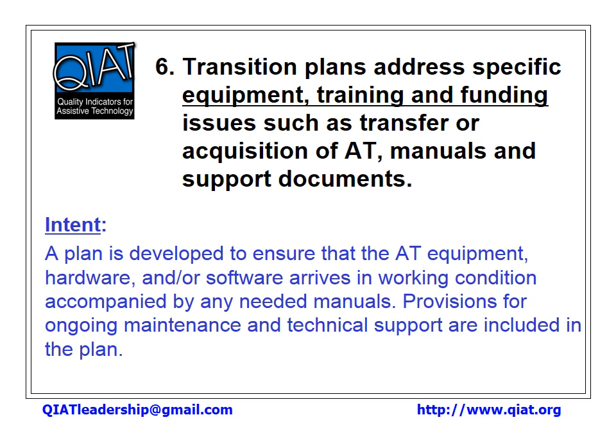The last of the transition quality indicators is that transition plans address the specific equipment, training, and funding issues so that students have the technology they need and can use the technology they need in a new environment. We had quite a discussion about this indicator and what order these should be in, because really indicator number 6 is the thing that most often we think about when we talk about assistive technology transition. This is the kind of work exemplified in this indicator that is almost always done by teams that are helping to plan transitions for students who use assistive technology.